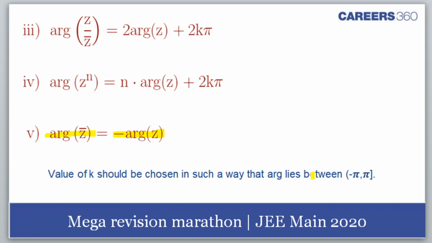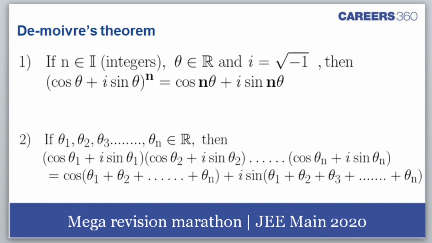Value of k should be chosen in such a way that argument lies between minus pi and pi. That's what I told you, that this argument of z, here it means principal argument. Okay? So then we come to the next slide. That is this one. Okay, de Moivre's theorem.